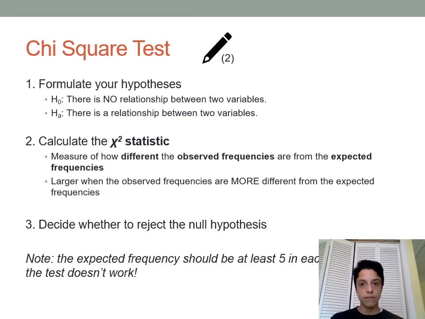All right, so with that, we're going to go back to the document camera, go through an example of the chi-square test, and then come back and talk about correlations after that.